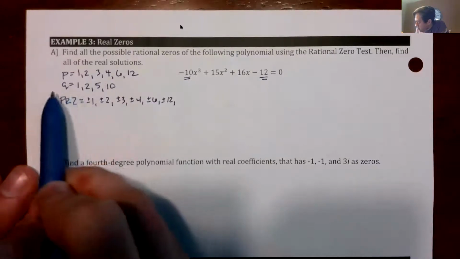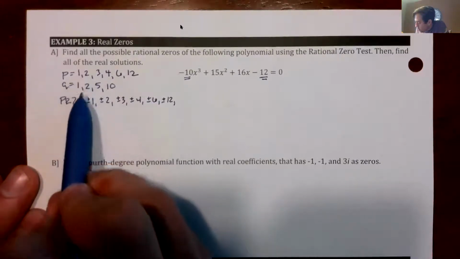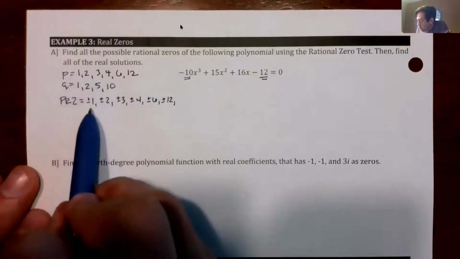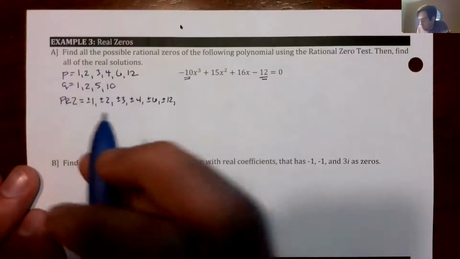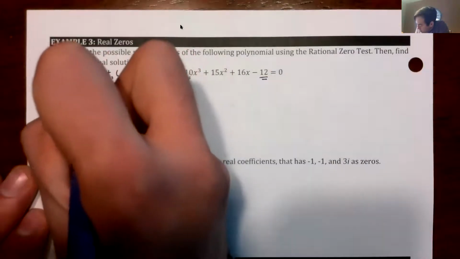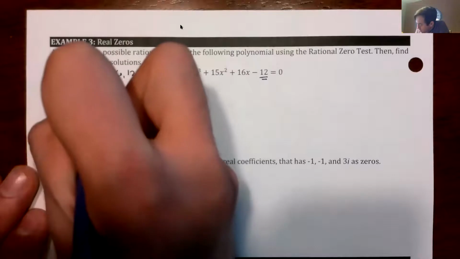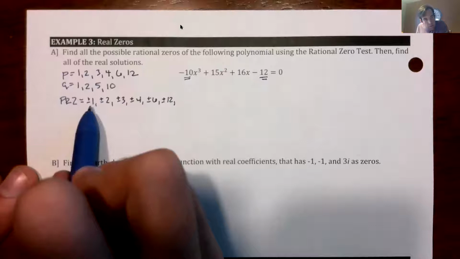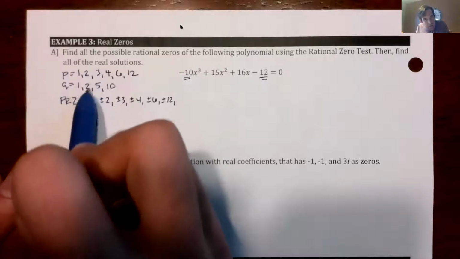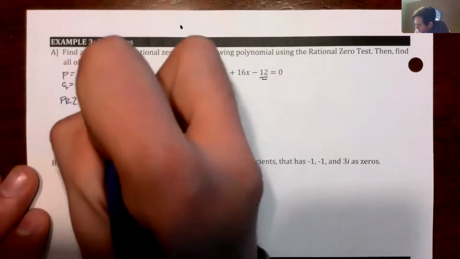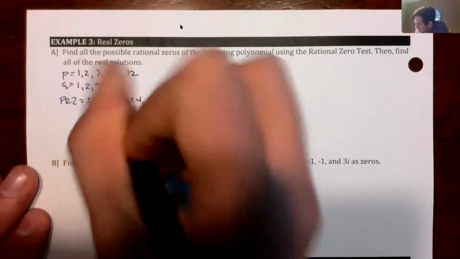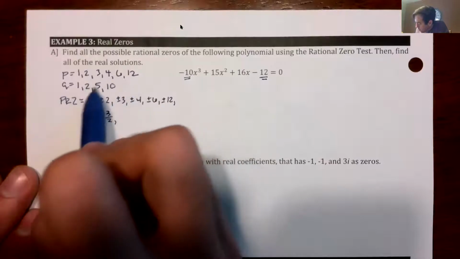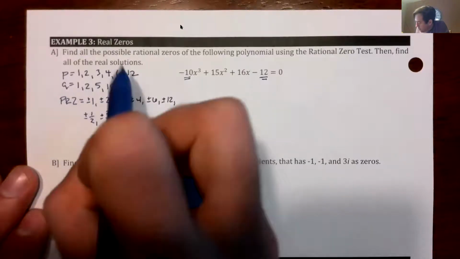Okay, then I'm going to go through and put every single one over 2. And as I'm going, if I notice that the fraction I'm about to write was already represented earlier, I don't have to write it. I'll show you what I mean. So 1 over 2, that's a new one. 2 over 2 equals 1. So I already have that, so I don't have to write 2 over 2. 3 over 2 is a new one. 4 over 2 equals 2, I already have it. 6 over 2 is 3, I already have it. 12 over 2 is 6, I already have it.